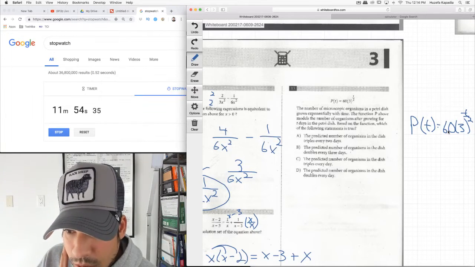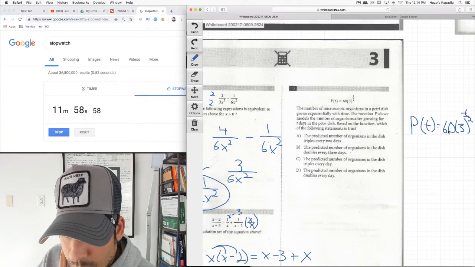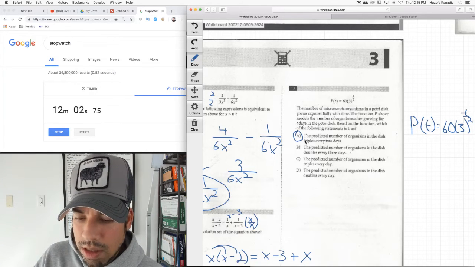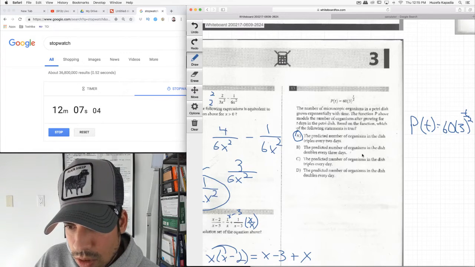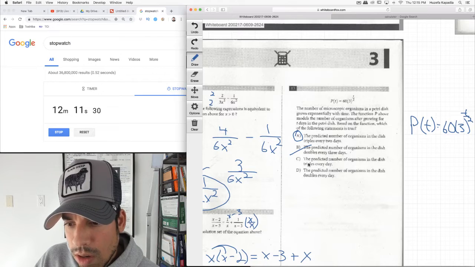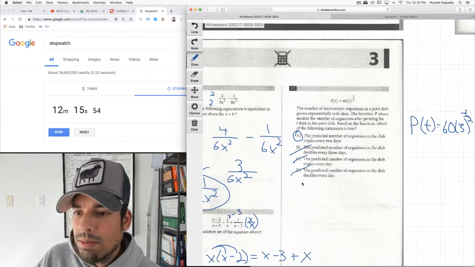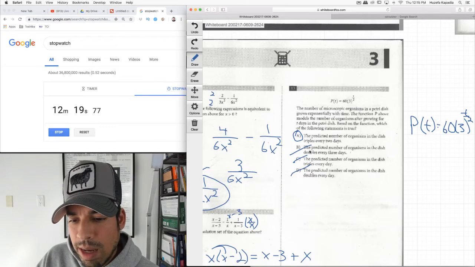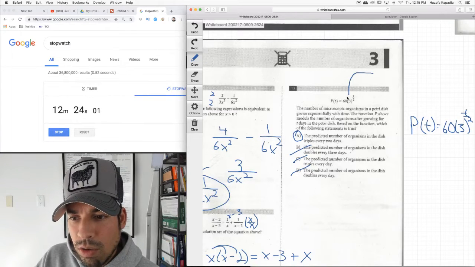The predicted number of organisms in the dish triples. I bet it's this, but hold on. I'll explain why once I read everything else. The predicted number of organisms in the dish triples, it's not every 3 days. Triples every day, it's not. It's not doubles every day. It's not doubles, first of all. So B and D are wrong because the way that it grows is it grows based on that number.